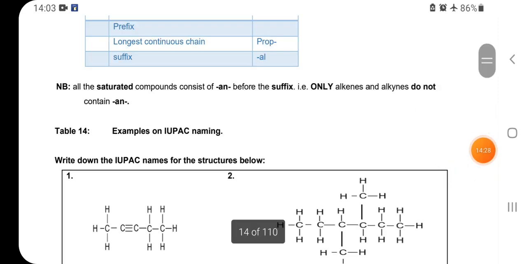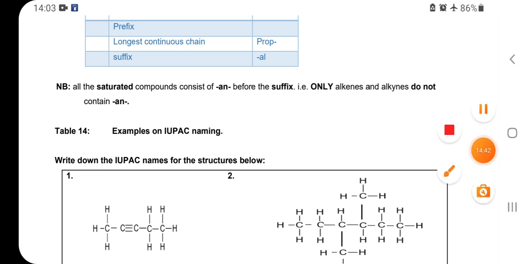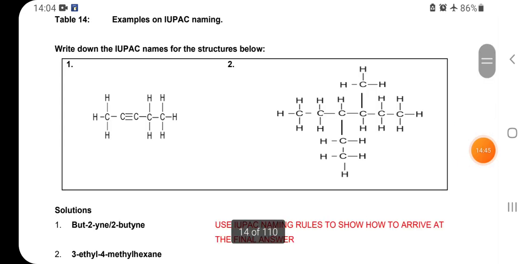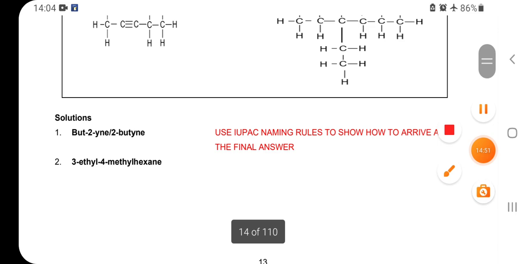You know, all the saturated compounds consist of an before the suffix. Only alkenes do not contain an. Try to write down the IUPAC name for the following structure, and that is the solution.